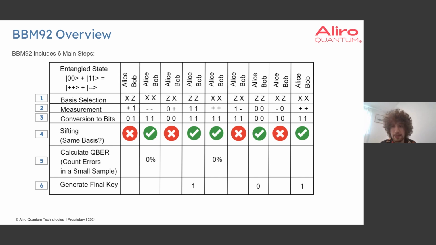BBM92 is the canonical entanglement-based key generation protocol along with E91. It was developed in 1992, and its security has withstood the test of time. However, it just recently started to be implemented as quantum network technology has developed. There's 6 main steps: basis selection, measurement, conversion to bits, sifting, calculating qubit error rate, and generating the final key. This graphic actually contains an example of generating a key via BBM92. We will revisit this example after we discuss each step in more detail.